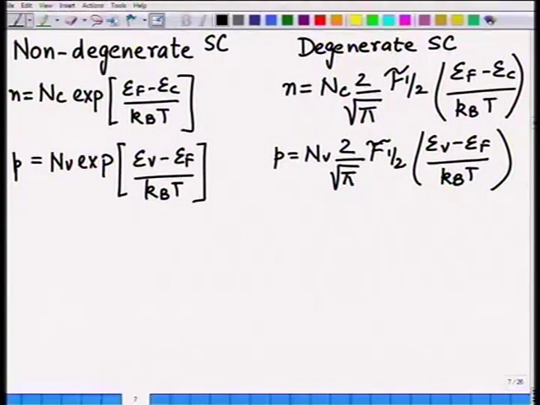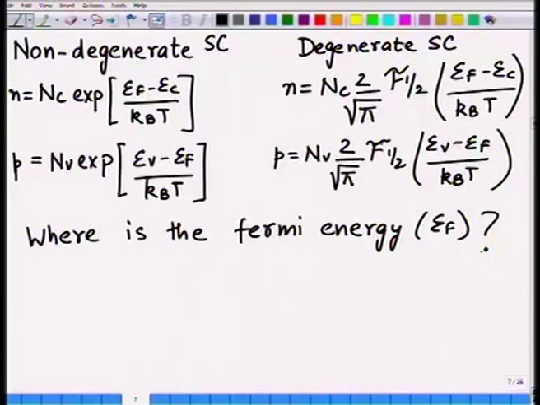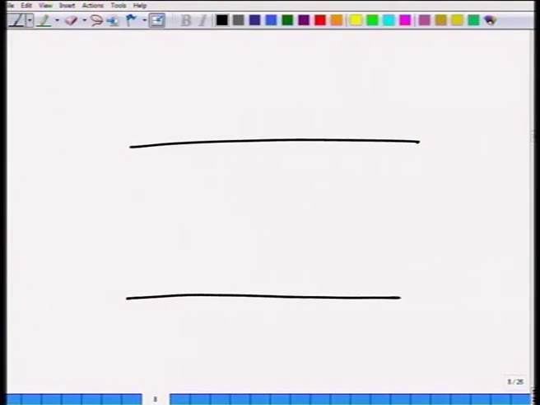For most of our cases, we will assume that our semiconductor is non-degenerate, and we will be using these formulas. All right. Now, the next question is, where is the Fermi energy? Where is this quantity? Unless I know the Fermi energy, we cannot proceed.